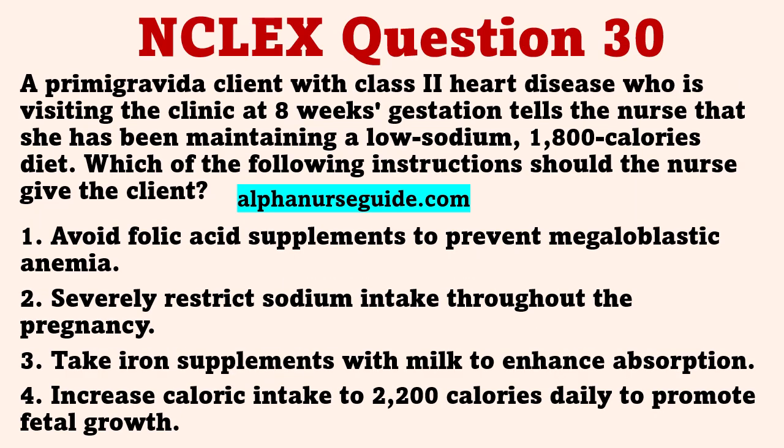A prima gravida client with class 2 heart disease who is visiting the clinic at 8 weeks gestation tells the nurse that she has been maintaining a low-sodium, 1,800 calorie diet. Which of the following instructions should the nurse give the client? 1. Avoid folic acid supplements to prevent megaloblastic anemia. 2. Severely restrict sodium intake throughout the pregnancy. 3. Take iron supplements with milk to enhance absorption. 4. Increase caloric intake to 2,200 calories daily to promote fetal growth.